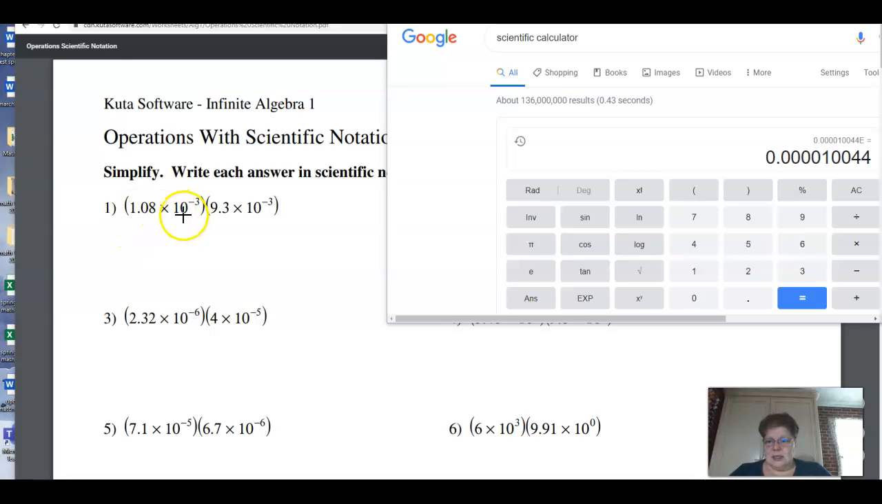So what we've got today then is, again, let's just review. This would be in scientific notation. In decimal notation, we'll move the decimal point 1, 2, 3 places. So that would be 0.00108. If you can't find the button on your calculator, you can always convert these. And on this one, that would be 3 decimal places, 1, 2, 3. So that would be 0.0093.